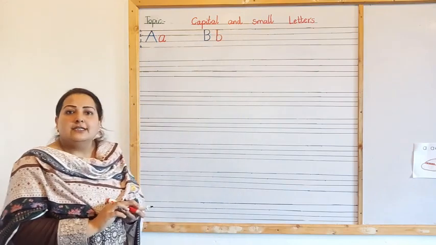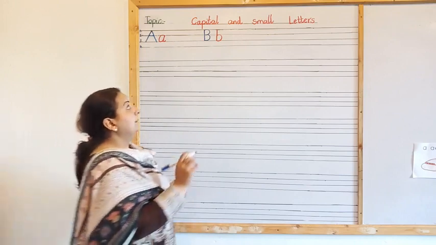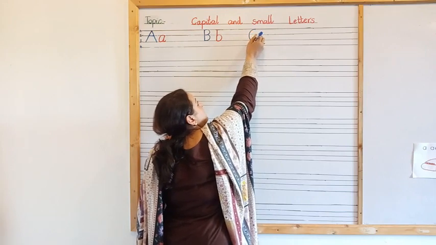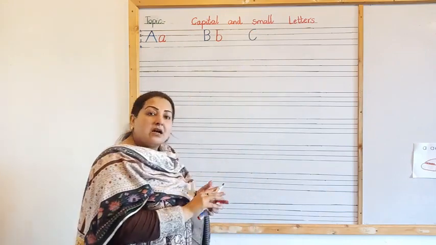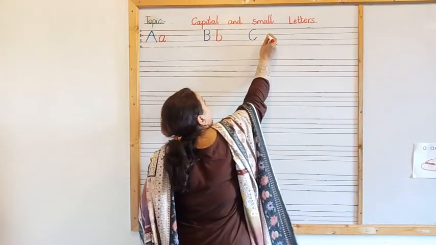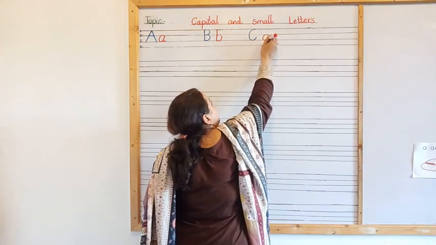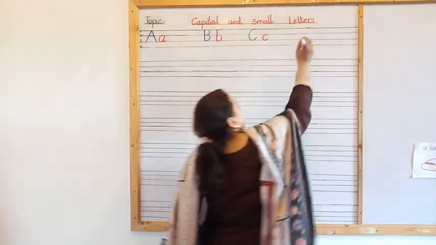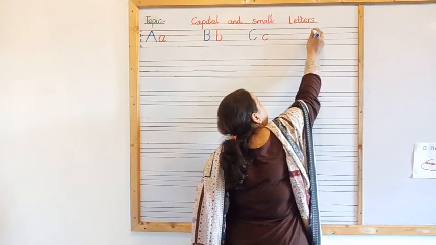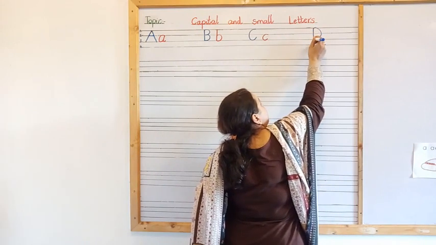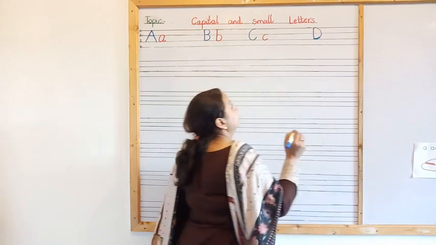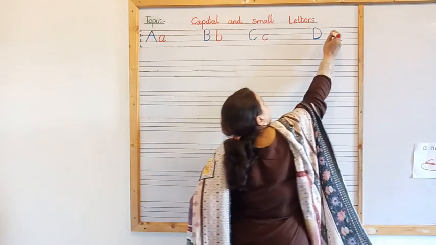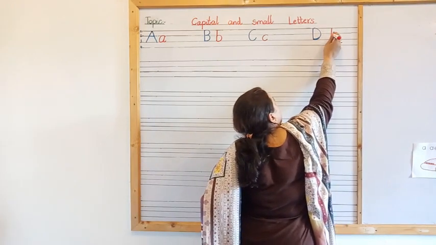So this is capital and small B. What comes after B? C. And small c we will write in center 2 lines. What comes after C? D. In upper 3 lines you will write D. And in upper 3 lines we will write small d.